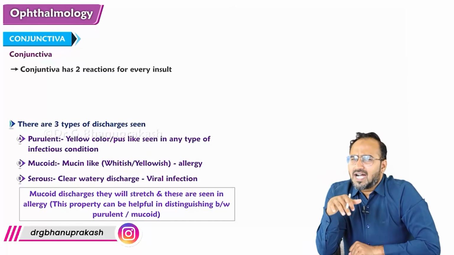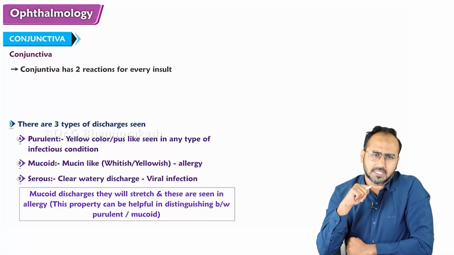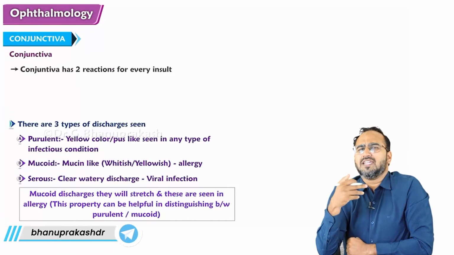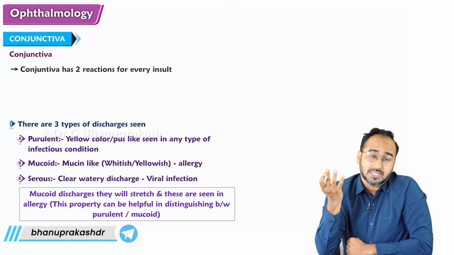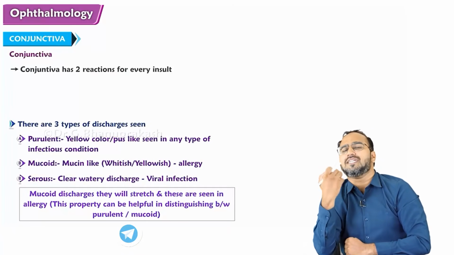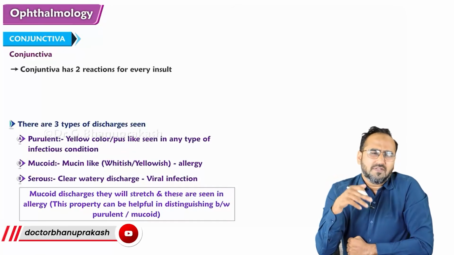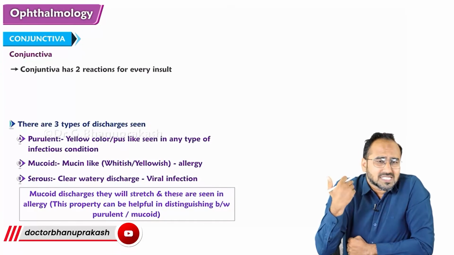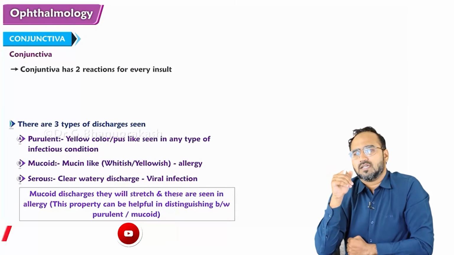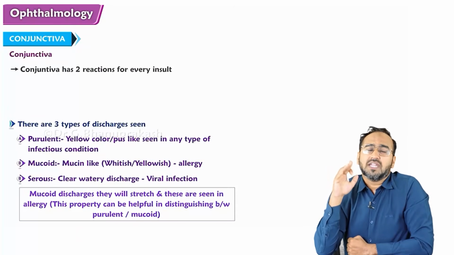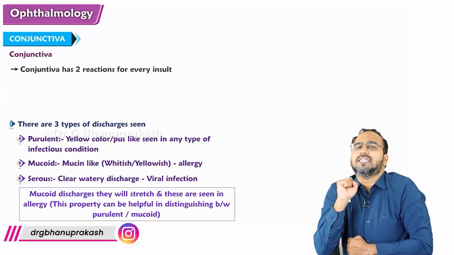Whenever any organism or anything enters the eye, conjunctiva will send 2 soldiers. Depending upon what is entering the eye, it will decide what soldier has to be sent. If it is chlamydia, if it is any bacteria, the soldier that is sent to fight against it is what? Follicles. If it is virus entering, again it is follicles. But if it is some allergen entering the eye, the soldier that conjunctiva sends to fight against the allergen is what?